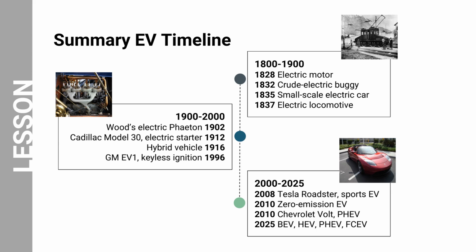Let us now look at the summary of the EV timeline over the centuries. From the invention of the electric motor in the 1800s to the recent advancements in battery technology and increased adoption, EVs have undergone a journey of development and resurgence over the past 2 centuries.